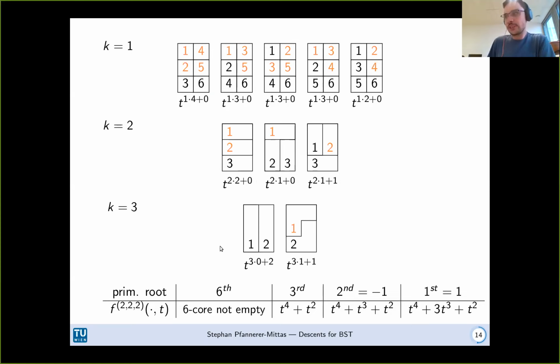K equals 3 is, I think, the example where you can see best what's happening, because here is no descent, but the height of the strip containing 1 is 2. So we have t to the power of 2. And here we have 1 descent and the height of 1. So we have t to the power of 4 in total. So this is this polynomial here.